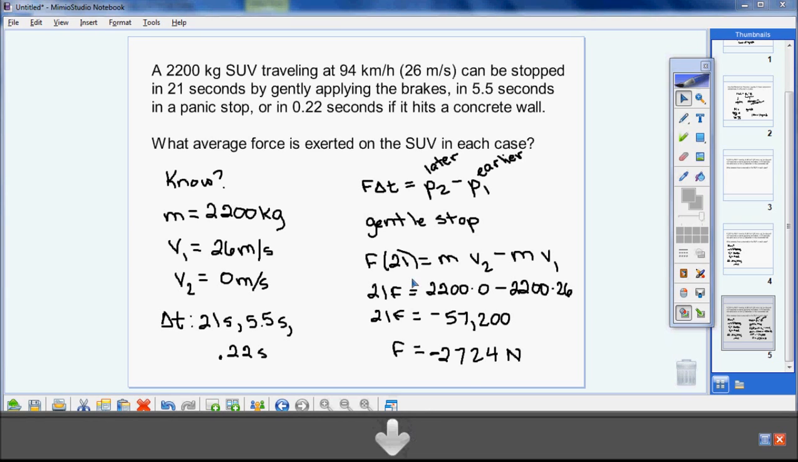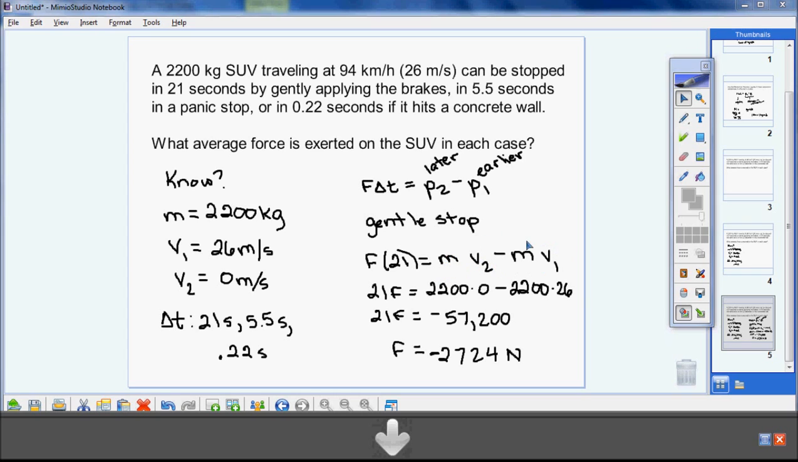Now, if that negative surprises you, think about it for a minute. If the original velocity of the car is in a positive direction, in order to get it to not be going in a positive direction, the force has to be in the opposite direction. We didn't have to calculate the acceleration. We did not have to calculate some of the other things that we did in the past. This is a fairly easy and straightforward equation.